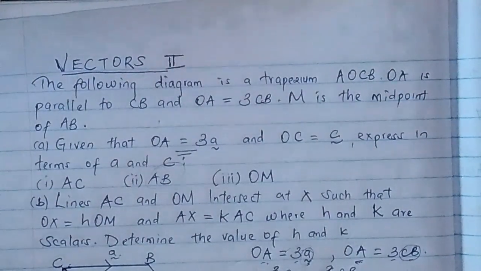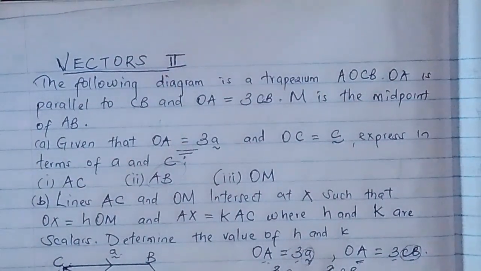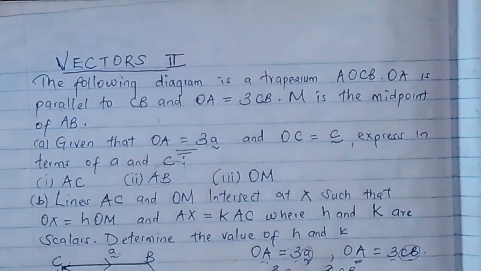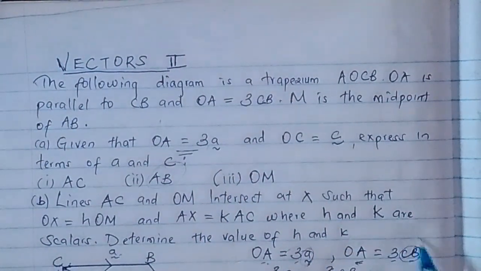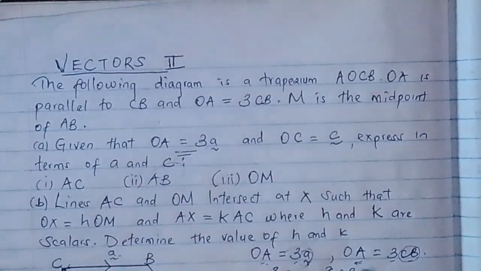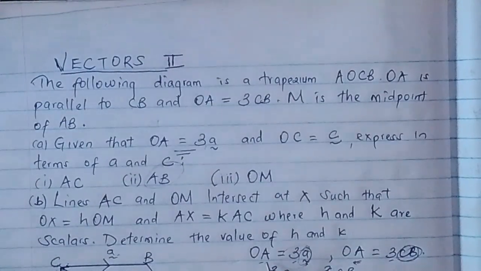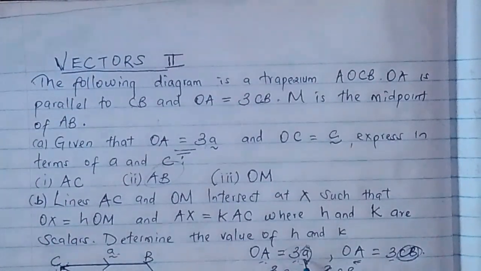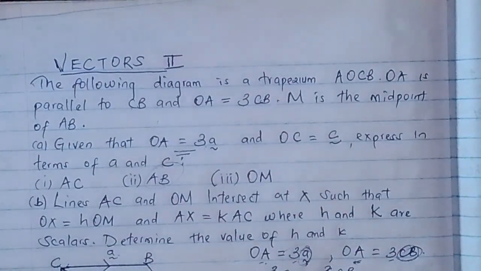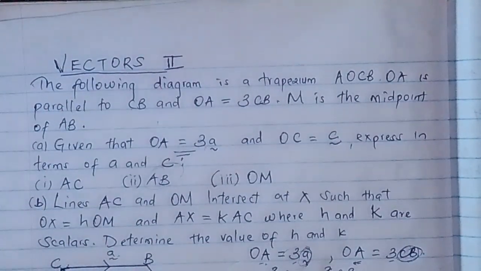Now we are looking at the solution. OA is equal to 3A, and at the same time we know that OA is equal to 3CB. From the view only, we can say that CB is equal to A. But also we can replace and say that if OA is equal to 3A, then 3A is equal to 3CB, and we come to the conclusion that CB is equal to vector A.